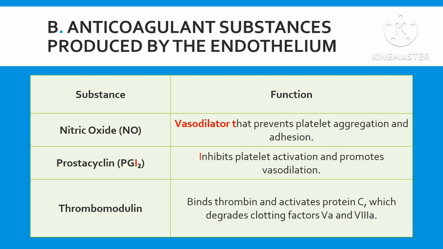Certain anticoagulant substances are produced by endothelium and that prevent further clot formation. The key anticoagulants are nitric oxide, which prevents platelet adhesion and aggregation, and prostacyclin, which inhibits platelet aggregation. Thrombomodulin binds to thrombin, converting it from a procoagulant to an anticoagulant, and activates protein C, which degrades clotting factor 5A and 8A.